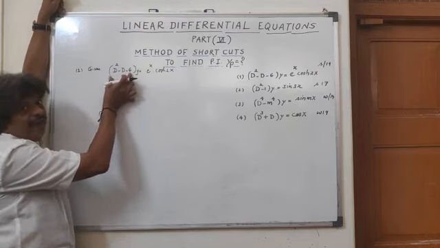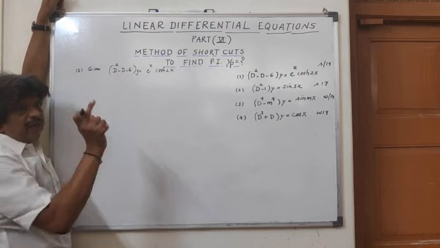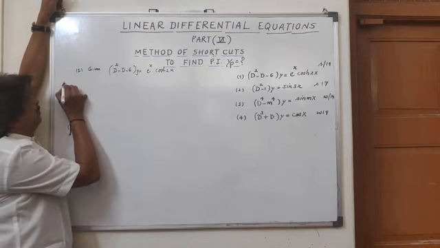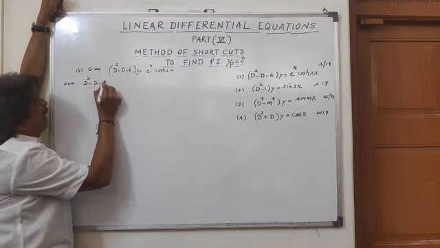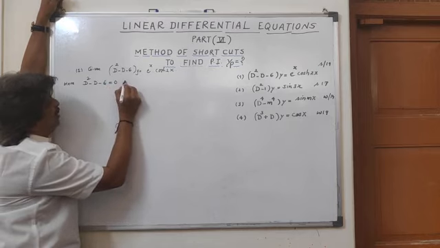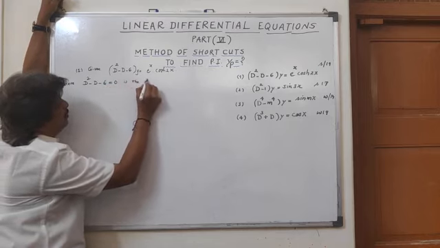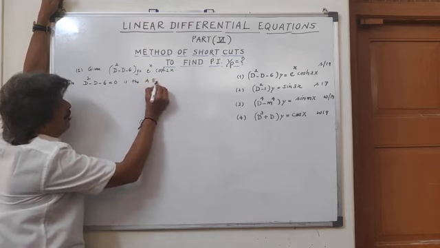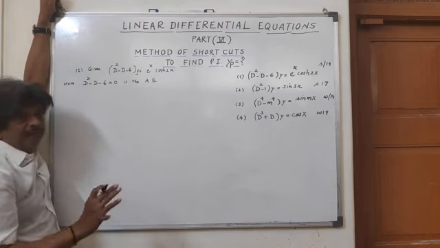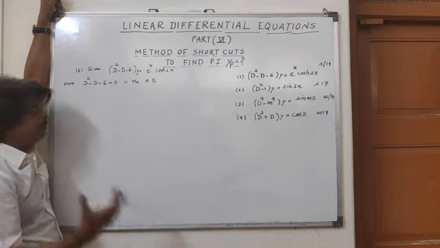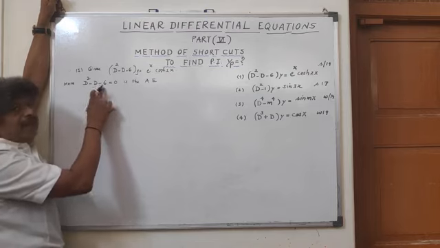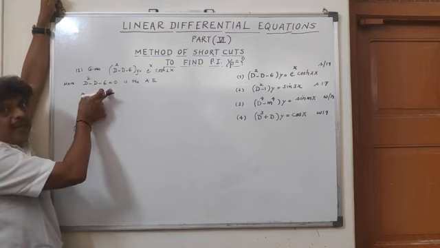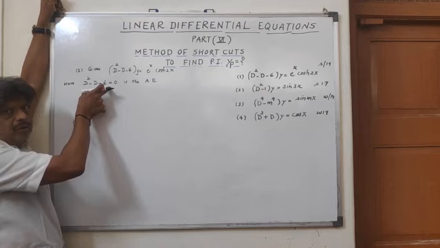This is f of D. The auxiliary equation is f of D equal to 0. So here, D square minus D minus 6 is equal to 0 is the auxiliary equation. AE means auxiliary equation. Auxiliary means which supports us, which helps us. So we will be solving this quadratic auxiliary equation, D square minus D minus 6. It is a very simple high school quadratic equation.